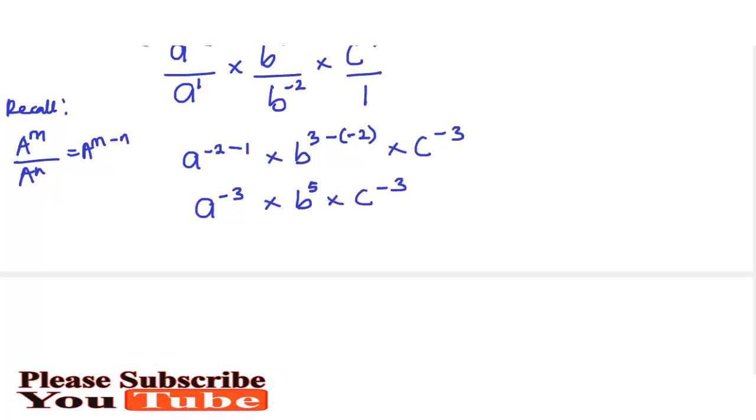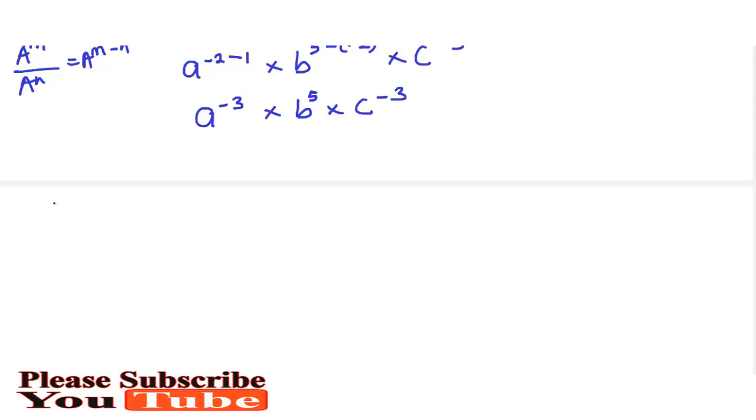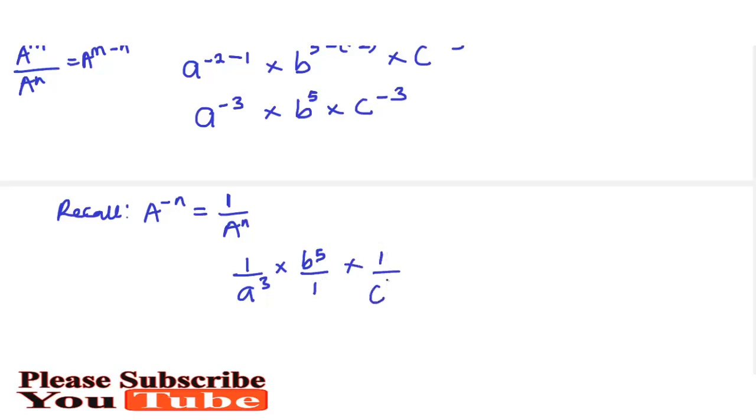So lastly, we need to do another recall. So recall that a raised to power minus n is the same thing as 1 over a raised to power n. So that implies that a raised to power minus 3 will be 1 over a raised to power 3, multiplied by b raised to power 5, then over 1 anyway, then times 1 over c raised to power 3.